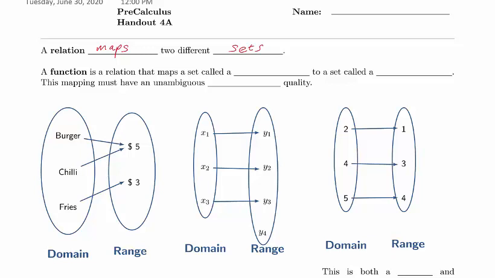A function is a relation that maps a set called a domain to a set called a range. And further, this mapping must have an unambiguous predictive quality. So the two key words here are predictive and unambiguous. So basically that means if I give you a piece of information, you can absolutely tell what the next piece of information should be.